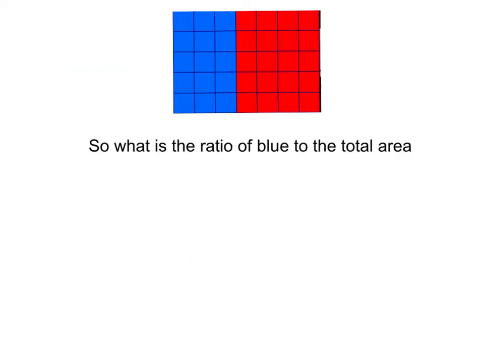So now we can take a look at what the ratio of the blue is to the total area of this shape. Now we can count the amount of blue squares, and we can also count the amount of total squares. So the ratio of blue squares to the total area is 15 blue to 35 total squares. And again, they have a greatest common factor of 5. So we can divide both of those and we get 3 blue to 7 total. Okay, and that's the ratio in simplest form.